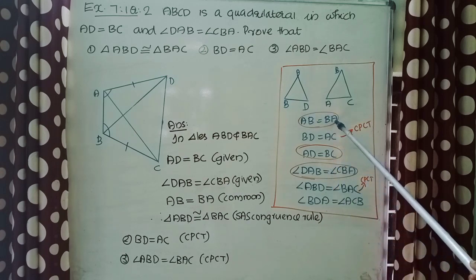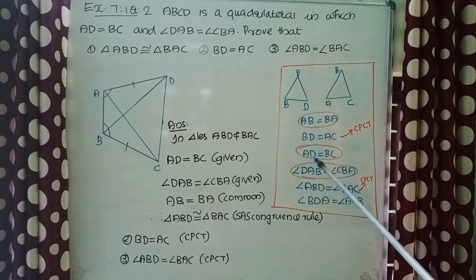AB equal to BA, it is one side. AD equal to BC, it is also one side. Angle DAB equal to angle CBA, it is one angle. So we can write the answer.